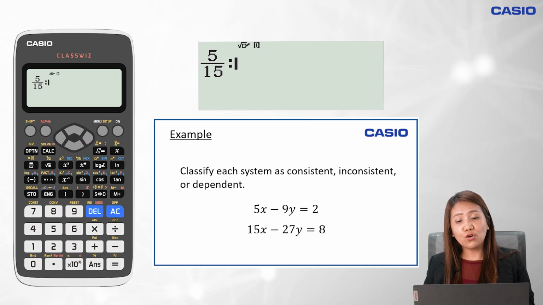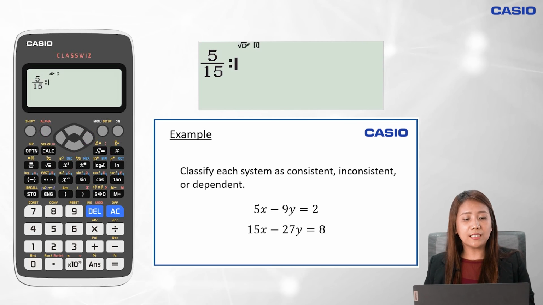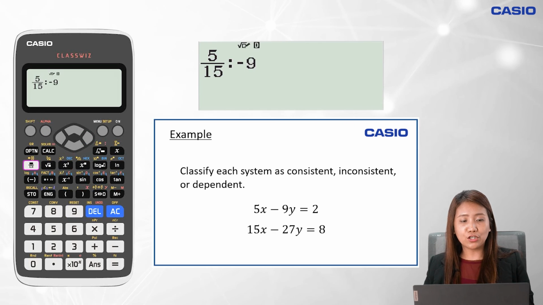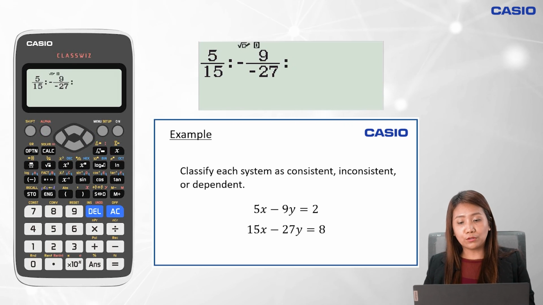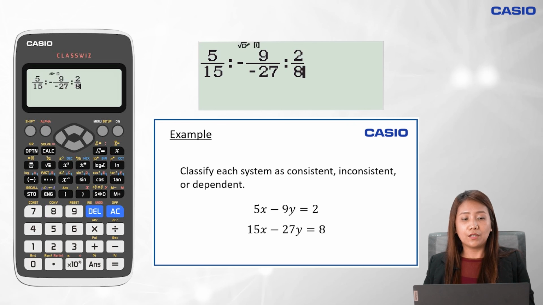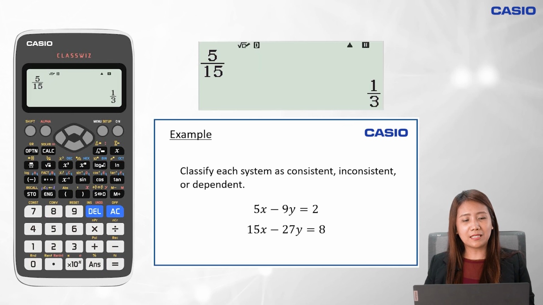Then let's get the ratio of the coefficient of y. We have -9, fraction key, -27 for the denominator. Then, arrow right, we have alpha integral. For the ratio of the constant terms, we key in 2, followed by fraction key, and 8. Now, to see if they have the same value, we click on the equal sign.